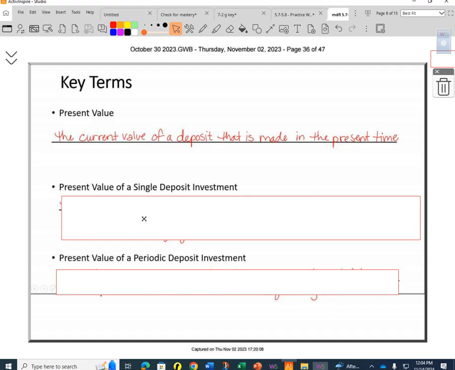The present value of a single deposit investment and the present value of a periodic investment, those are two new applications. We're going to learn two new formulas so that we can solve for deposits or periodic deposits instead of the ending balance.